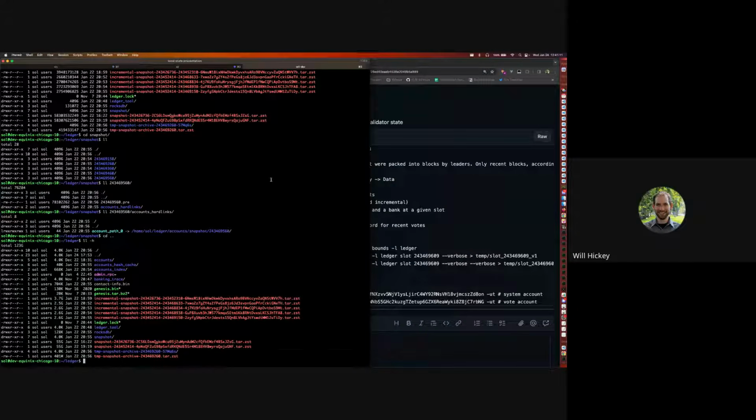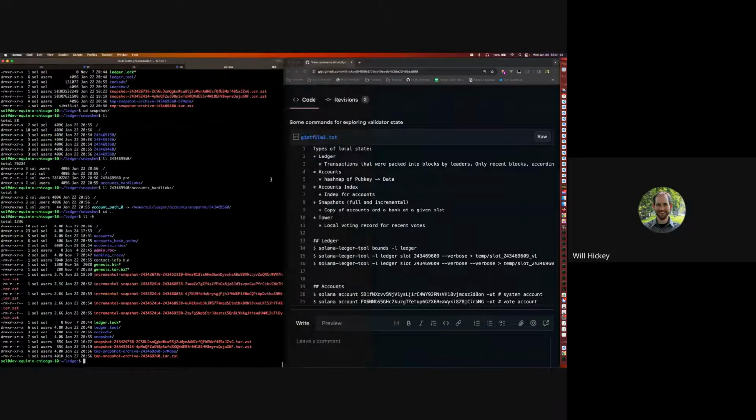So I was hoping to do more prep of this sort, but I wanted to show at least a couple of, oh, apologies, I'm not quite finished going through local state. The final one that I have here on the list of local state is the tower. The tower is basically a record of how your node has voted.